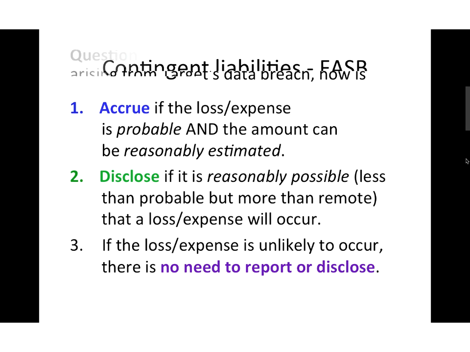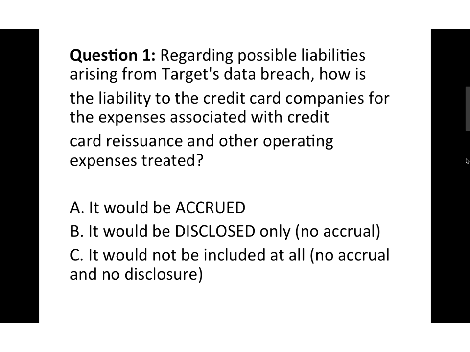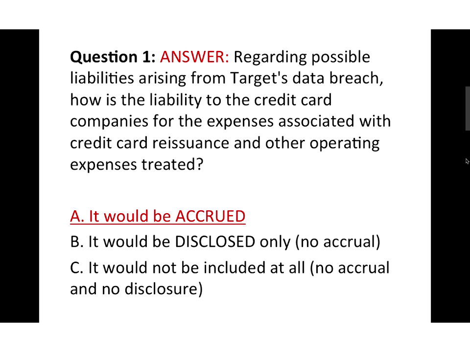Okay, so let's go through some of these. Now this first one: regarding possible liabilities arising from Target's data breach, how is the liability to the credit card companies for expenses associated with the credit card reissuance and other operating expenses treated? So this is the expenses of reissuing credit cards. Visa and MasterCard are coming after Target, and they're going to make Target pay the expense of reissuing the 70 million cards. On these, I didn't want you to memorize this, so I'm going to talk through the answer. The answer for this one is it should be accrued.